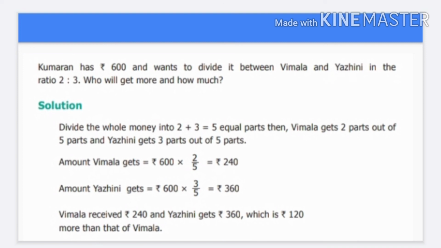Amount Vimala gets equal to 600 into 2 by 5. 5 and 600 cancel, equal to rupees 240. Amount Yalini gets 600 into 3 by 5. 5 and 600 cancel, equal to rupees 360. Vimala received rupees 240. Yalini received rupees 360. Answer: Yalini gets rupees 360, which is rupees 120 more than that of Vimala.